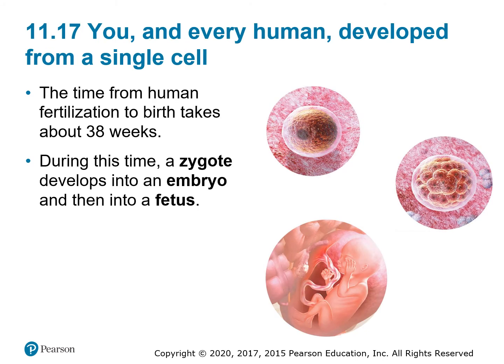Now let's talk a bit about human development. So we all developed from a single cell, a single fertilized egg. The time from human fertilization to birth takes about 38 weeks. And during this time, a zygote develops into an embryo and then a fetus. It's truly just an amazing, amazing process.